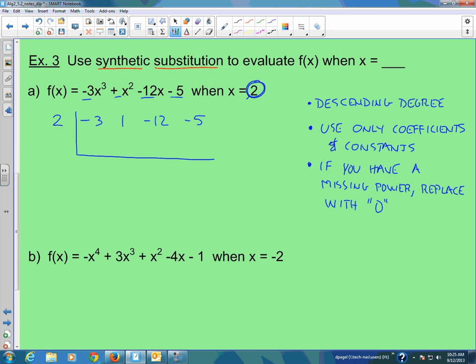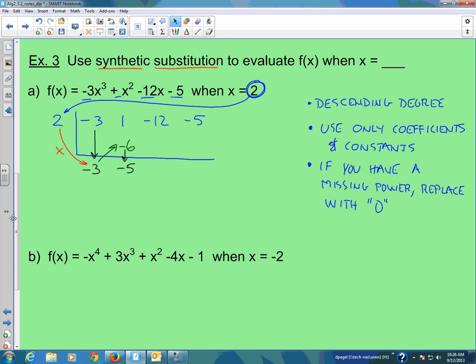All right, so now we're ready to go here. Here's the process. The process goes as follows. When you do synthetic substitution, you drop the first number down. The second thing you will do is you will multiply the value of x that we're using and the dropped number in this case. The solution to that, 2 times negative 3, goes right here. And then you add them up and get a negative 5.